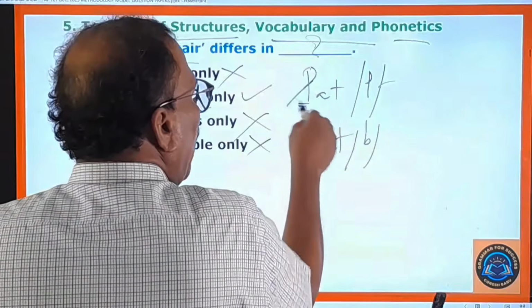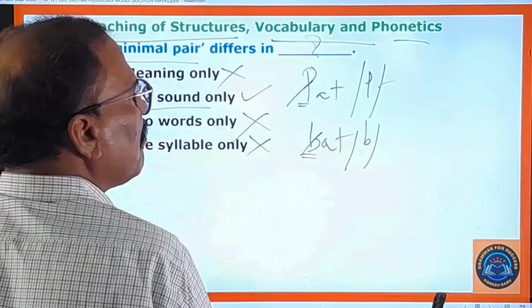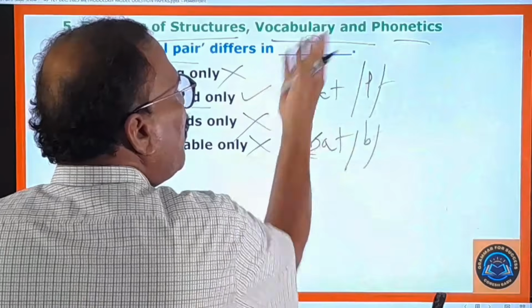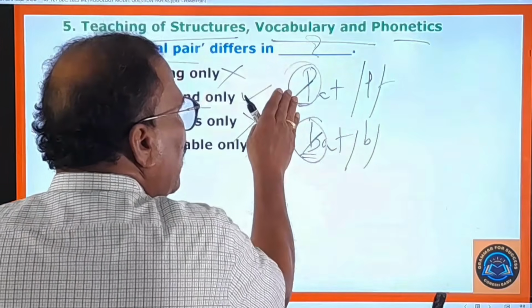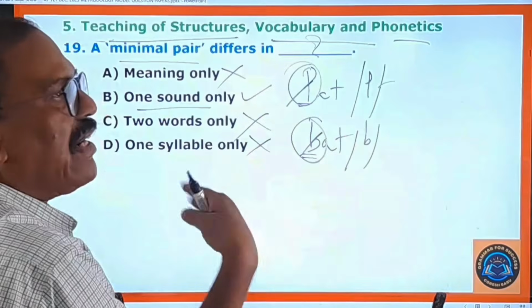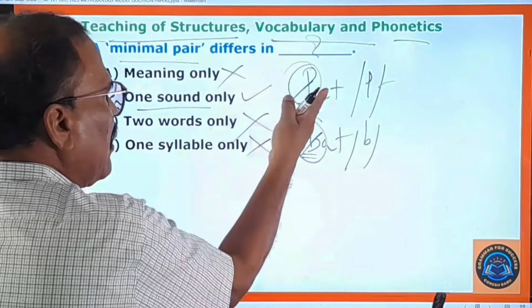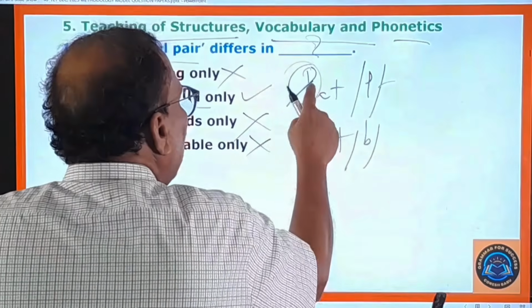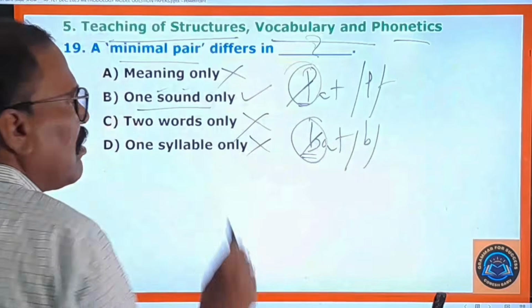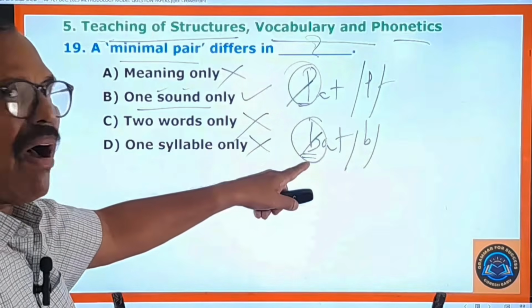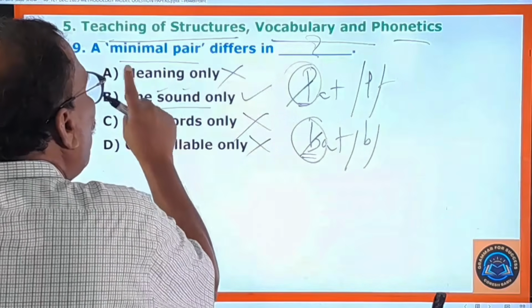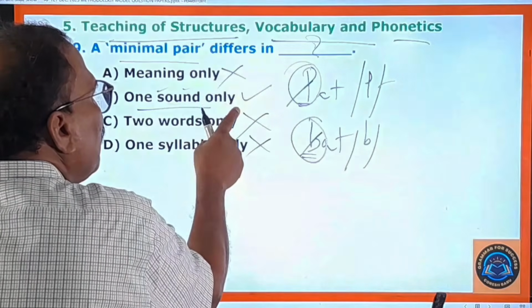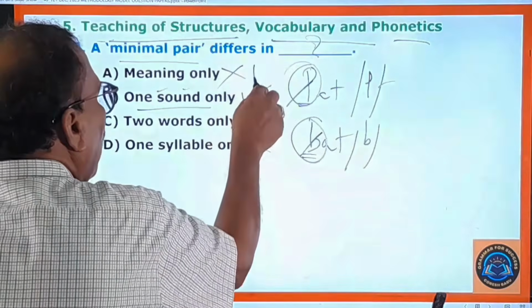Instead of this P, if you use B, that becomes a different word. Instead of B, if you use P, that becomes another word. So these are called phonemes. Changing a phoneme can change the word entirely. So pat, bat. In this way, the difference is only one sound. Here pa, here ba. Only one sound. Therefore, a minimal pair differs in only one sound. Therefore, this is the right one.